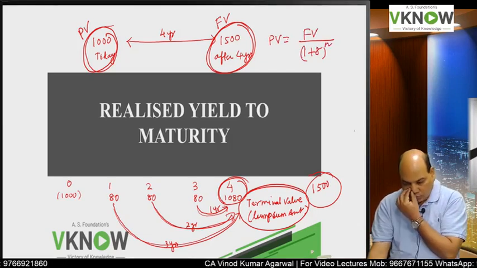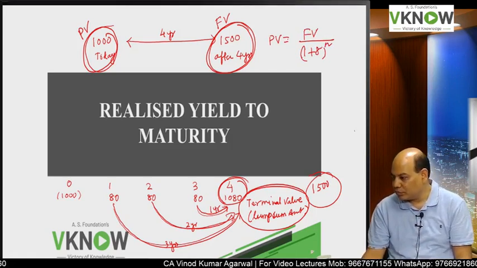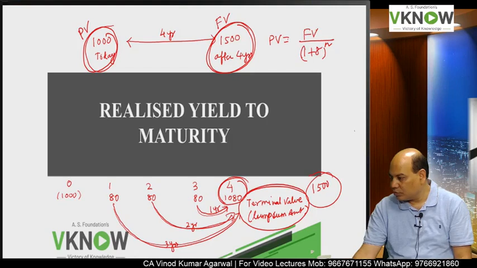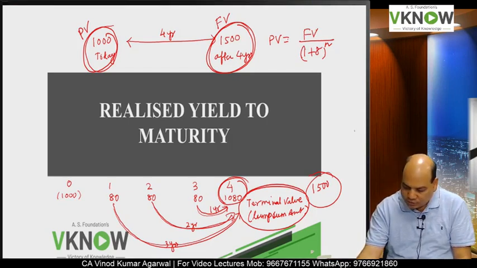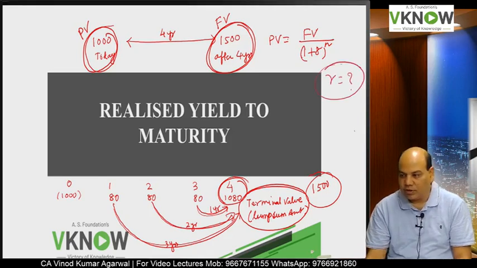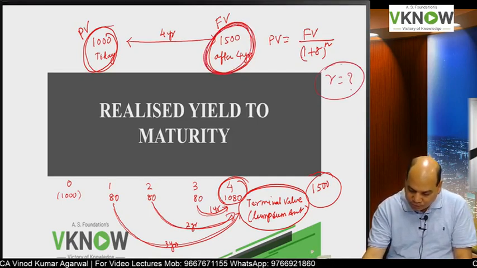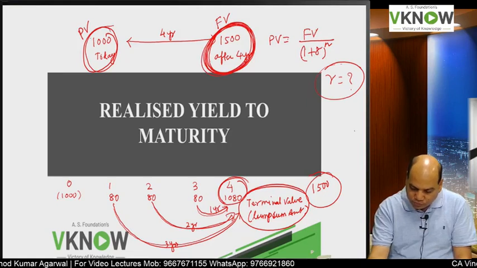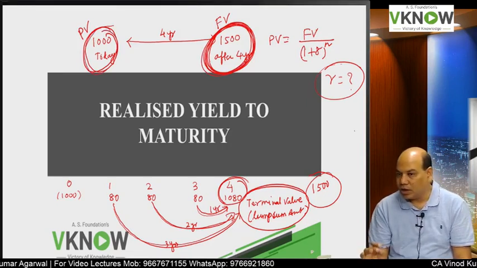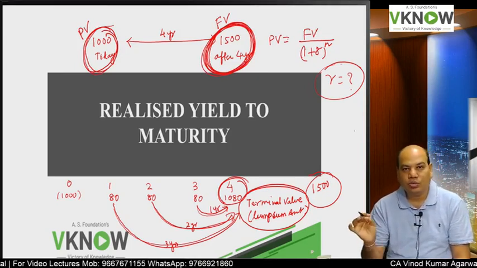Now the student will tell me what is the missing figure we have to find in this equation. The answer is right, Anup is right. He says we have to find R. R is the missing figure. R is that discount rate at which the present value of the future value will be equal to 1000, and that R that we will find is called realized yield to maturity.